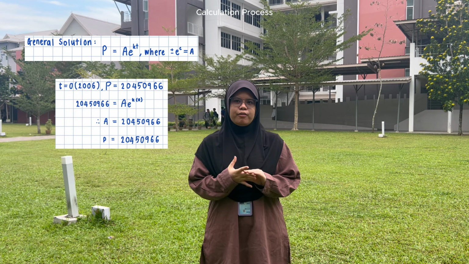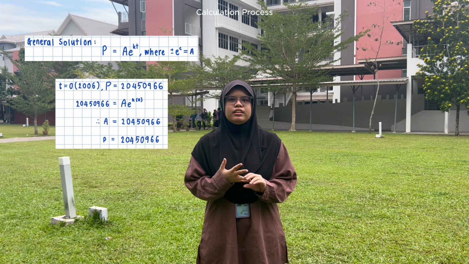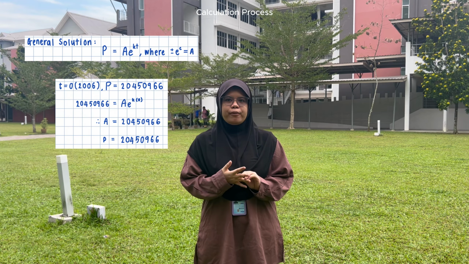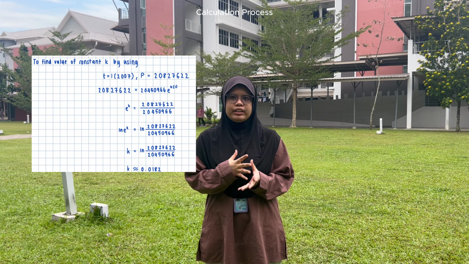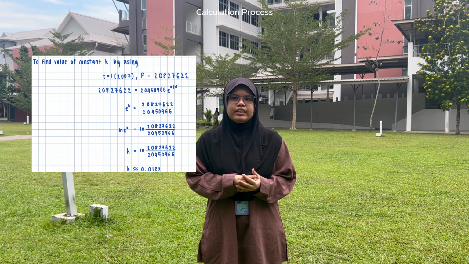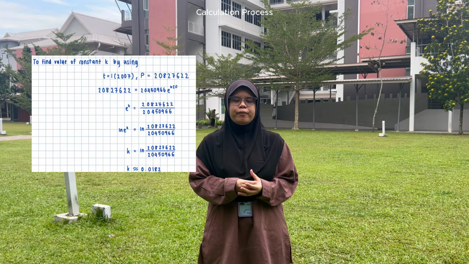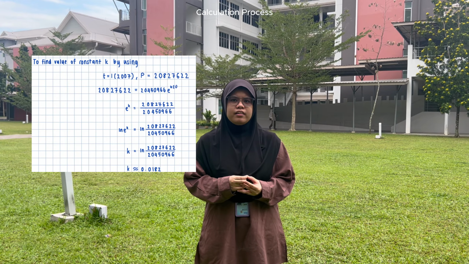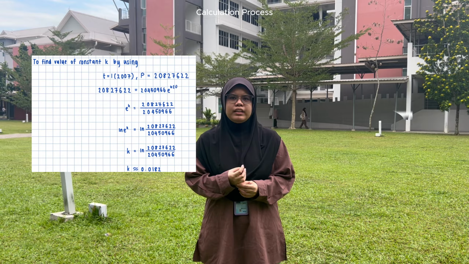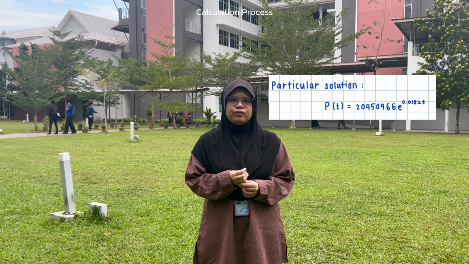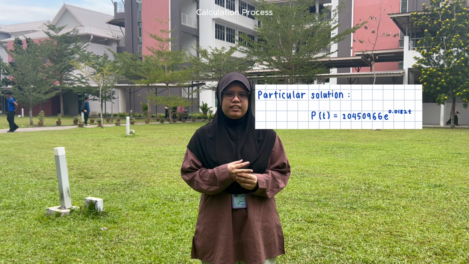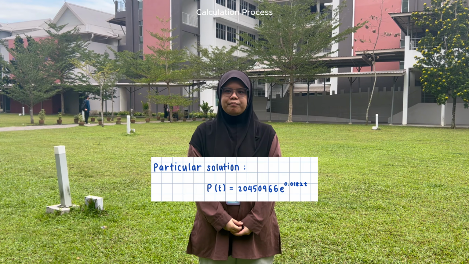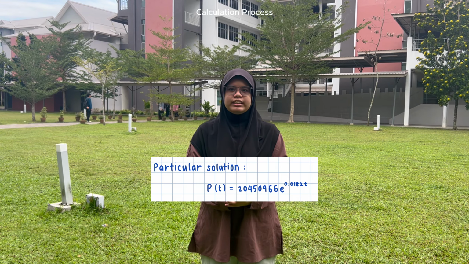Next, I use the population for the following year, 2007, which is 20.8 million, to find the value of k. After solving the equations and applying the natural logarithm, the value of k is approximately 0.0182. Therefore, the final exponential model is P(t) equals 20450966 e to the power of 0.0182t. This expression can be used to estimate Australia's population growth over time.